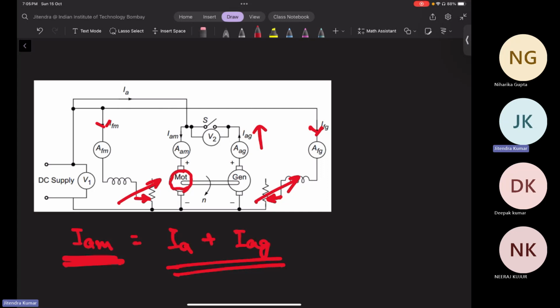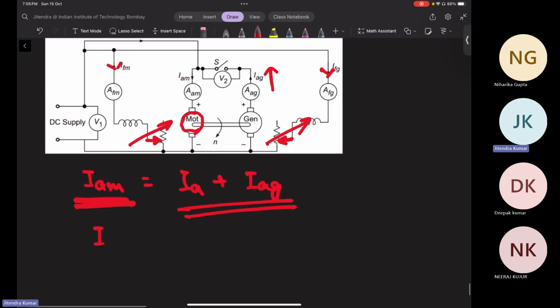For one of the machines, let's say a DC motor, we have provided the supply, we rotate it, and we bring it to the rated speed. Now when the motor is at rated speed, your generator will also be at rated speed. And in this setup, the excitation current in the generator is always kept higher than the excitation current of the motor.